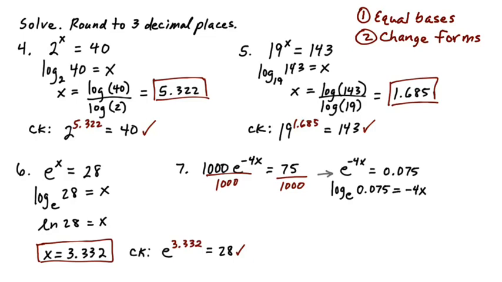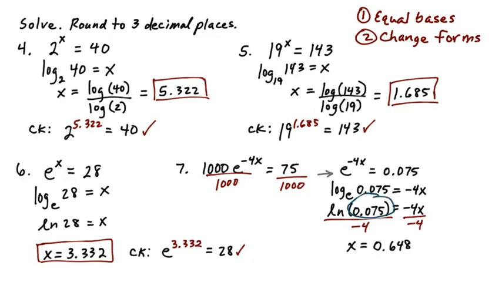And so now the other thing is this is kind of an optional step. You may have just gone directly to this step. Sometimes I'll put a little e in here to help me to do the translation or to switch forms. But now we are one step away. All we need to do to get x by itself is, since it's negative 4 times x, we'll divide by negative 4. And so x is equal to this quotient, natural log of 0.075 divided by 4.